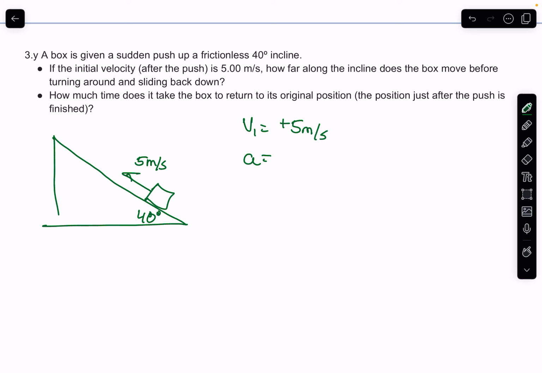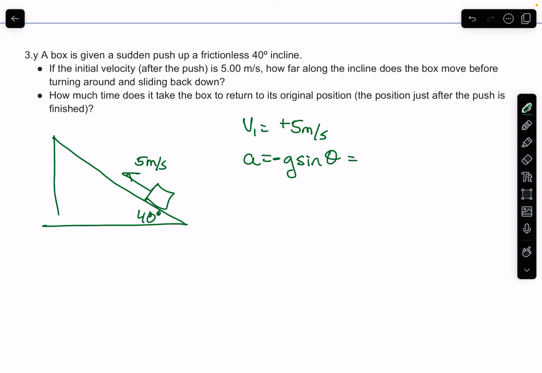Now the acceleration, we've said the acceleration is essentially g sine theta, but now that we're dealing with sort of an up and down, I think we're going to want to put that negative. So your A will be negative, and so that's important that you make that negative. The question is, how far will it go up to the top?